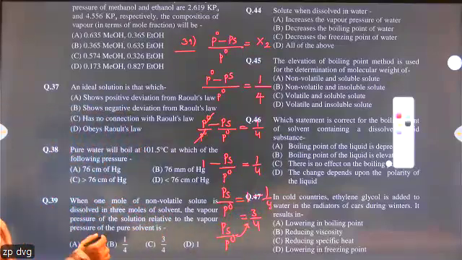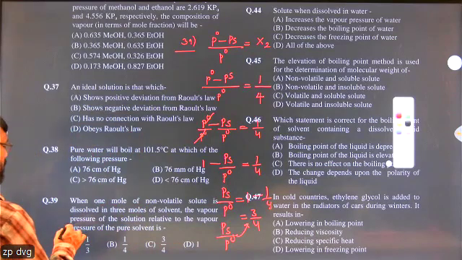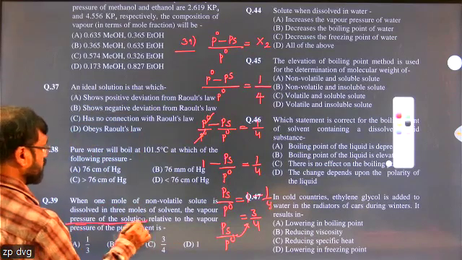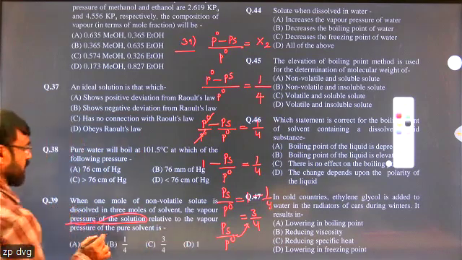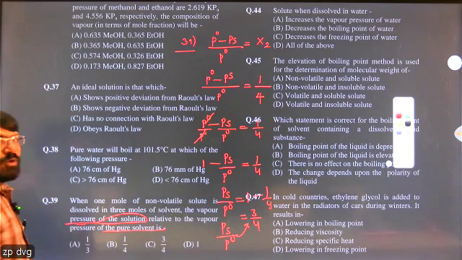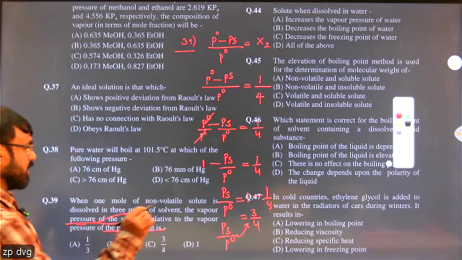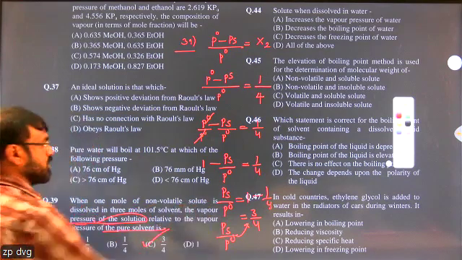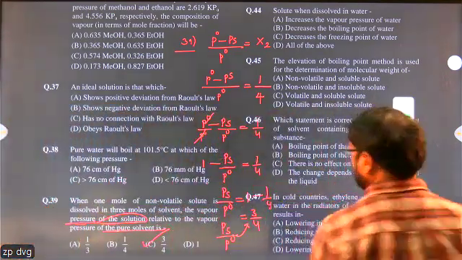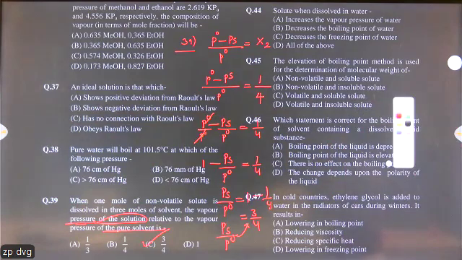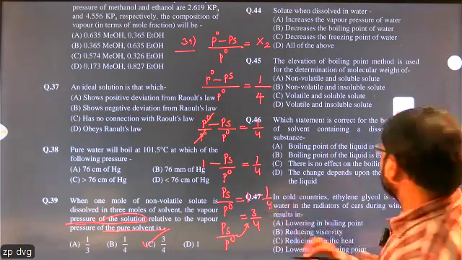PS is the vapor pressure of the solution, and P naught is the vapor pressure of the pure solvent. Therefore, the correct answer for this question is option C. 3 by 4 is the correct answer. Next, question number 40.